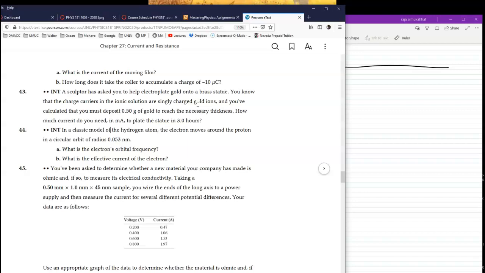You see what I'm saying? e, not 2e or 3e, singly charged. Those ions have a charge of e. Okay. And you have calculated that you must deposit 0.5 gram of gold to reach the necessary thickness. So you only have 0.5 gram of gold. That's mass. How much current do you need in milliamp to plate the statue in 3 hours?